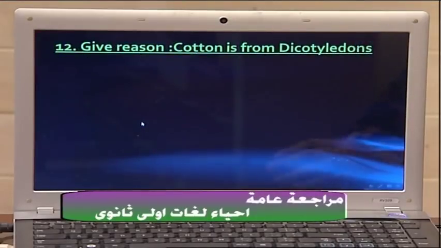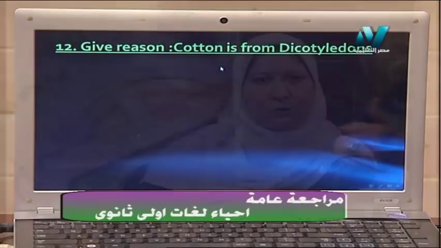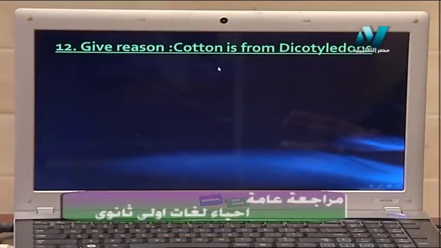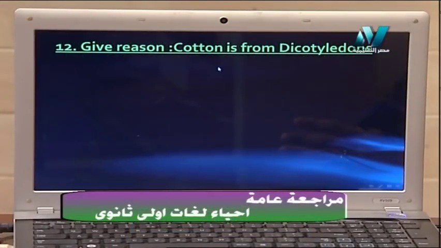Question number 12. Give reason for: cotton is from dicotyledons. Do you know dicotyledons? We have two types of plant subclasses, monocots or monocotyledon and dicotyledon. In monocotyledon, the seeds cannot be divided, like wheat and corn, this is one seed. But when the seed is dicotyledon, that means the seed will divide into two, like beans, okay?